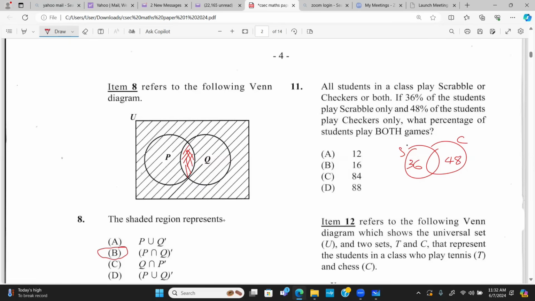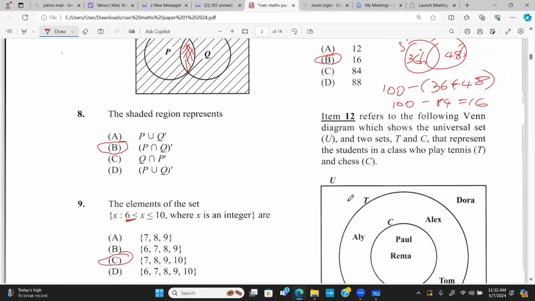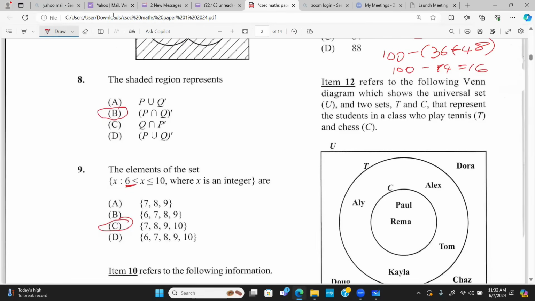So the question is what percentage would be both? Remember, percentages come up to 100. So all we're going to do is add them up and take it from 100 to get whatever is left. So you want to add 36 and 48. That's 84. 100 subtract 84 would leave us with 16. So this is 16 right here. So 16%.